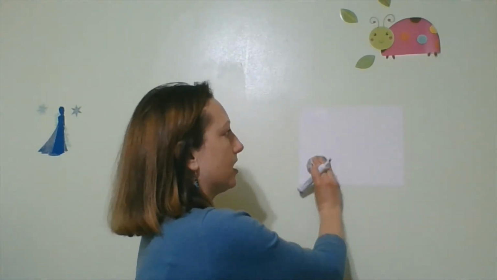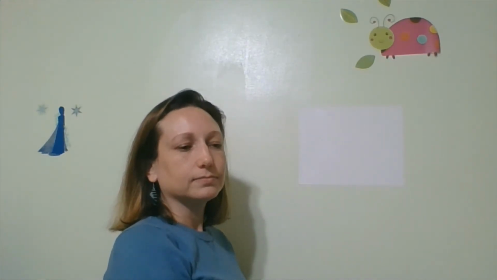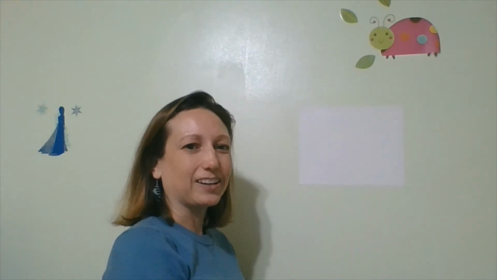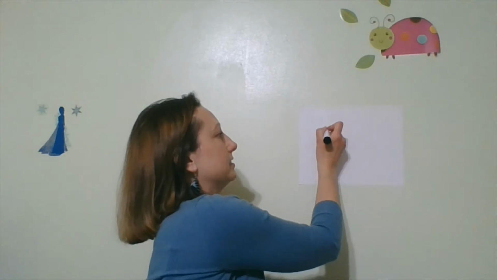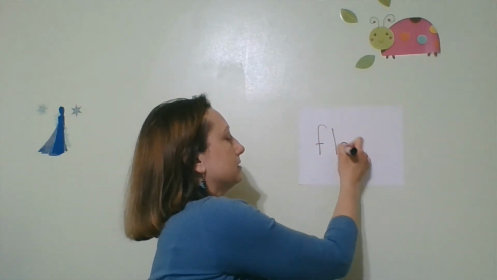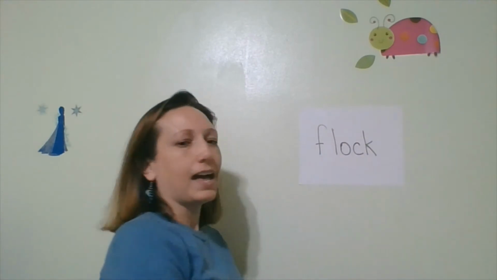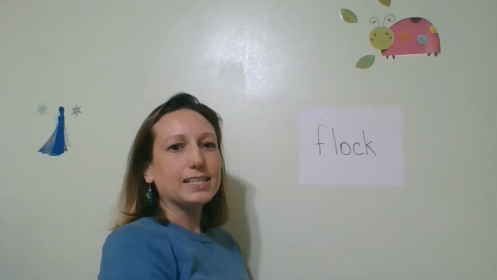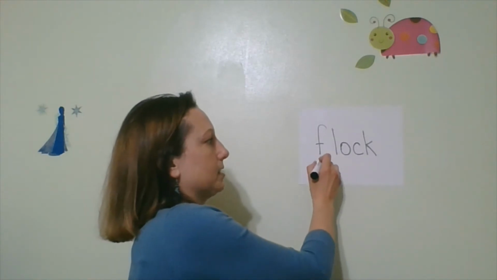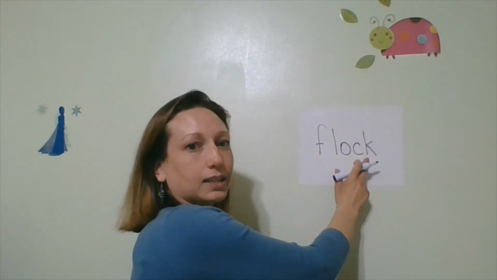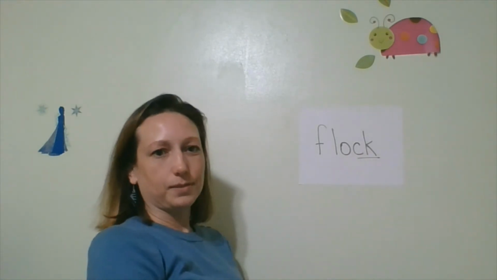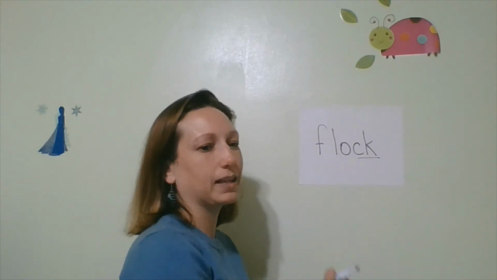Flock, as in a flock of geese, a group of geese. Flock. Remember to listen to your vowel sound in there. And how did you spell flock? F-L-O-C-K. We've got our blend at the beginning. And how did I know to put a CK at the end? My O was saying ah. I heard the short vowel sound, so I had to use the CK spelling.